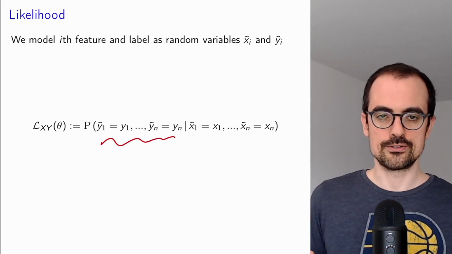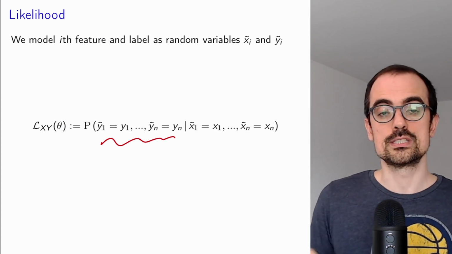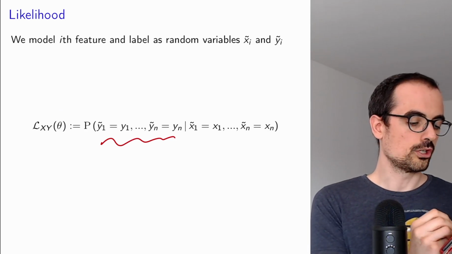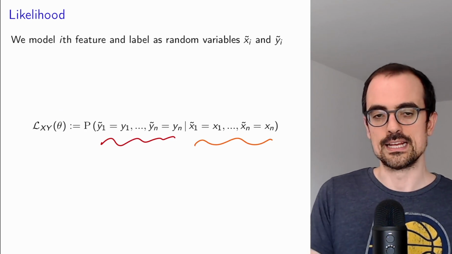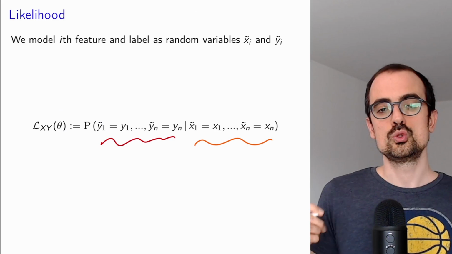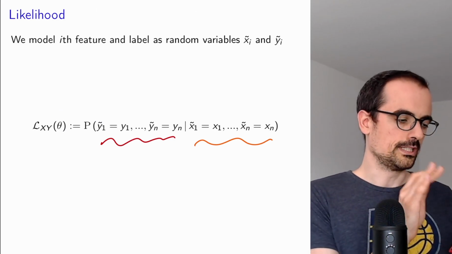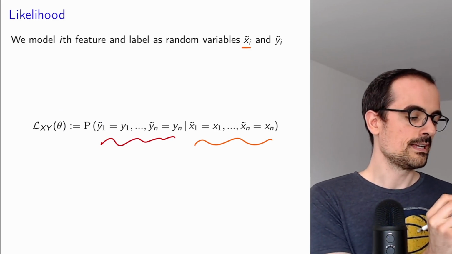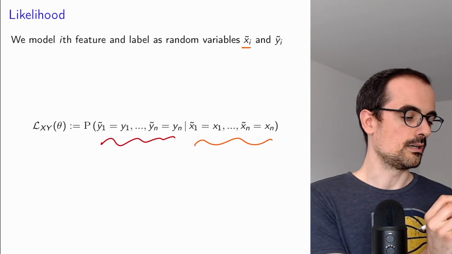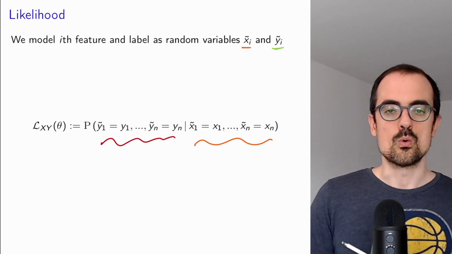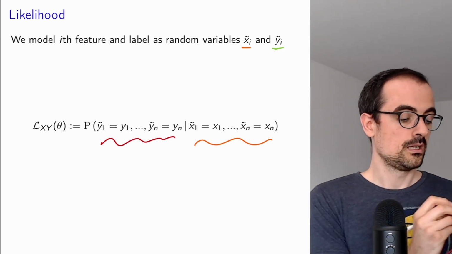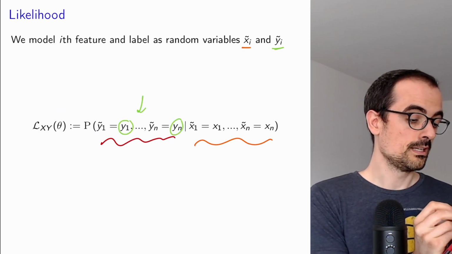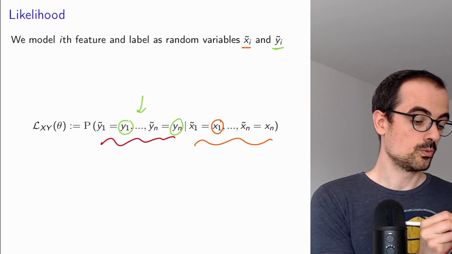And remember, we're only considering here, this should be NR actually, because we're only considering the labels within the R region, conditioned on the features observed again in the R region. And we're going to make two very reasonable assumptions. Just to clarify notation, here we're modeling the ith feature as a random vector xi and the ith label as a random variable yi, and we want to maximize the conditional probability of the observed labels, which are these guys, given the observed features, which are these guys.